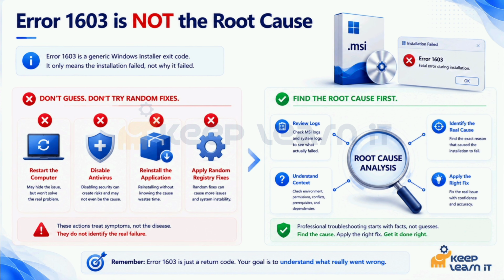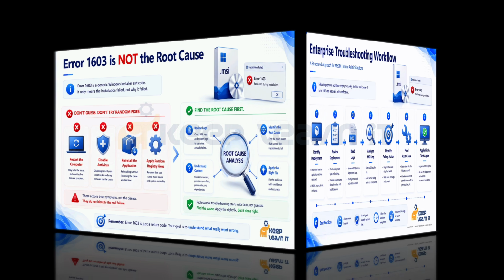One of the biggest mistakes new administrators make is trying random fixes as soon as they see Error 16.3. They restart the computer, disable antivirus, or reinstall the application without understanding what actually failed. Remember, Error 16.3 is not the problem itself. It is only a return code that tells us the installation could not complete. Professional troubleshooting always begins by identifying the real cause before making any changes.